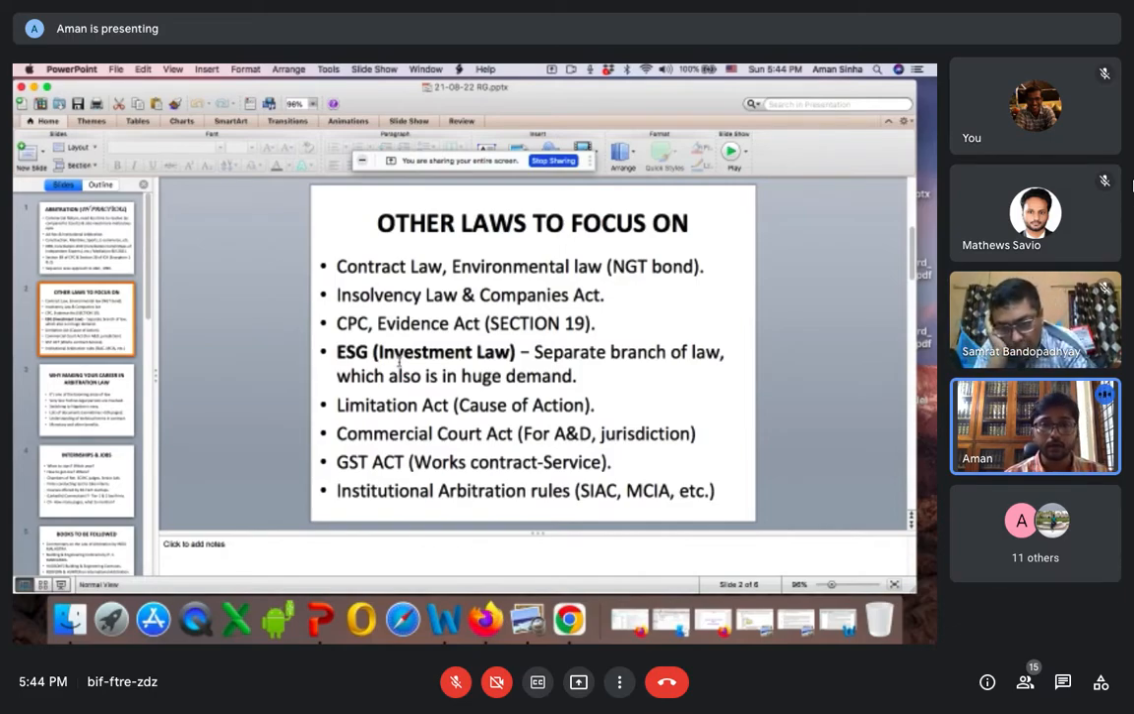If you guys again want to make your career in this ESG thing, I can say that it has a future. And another law which is very important is the Limitation Act.